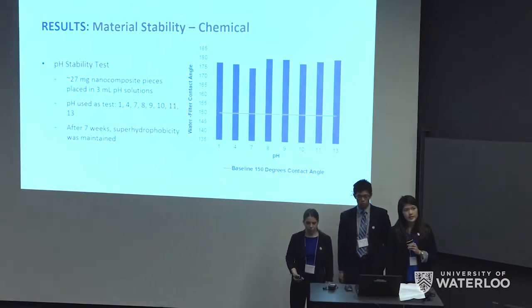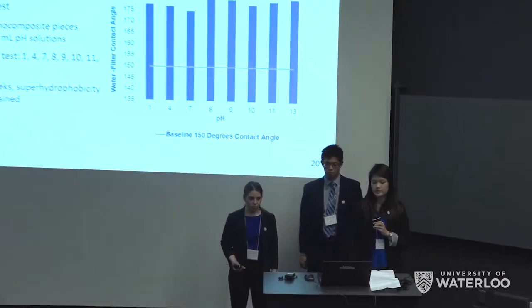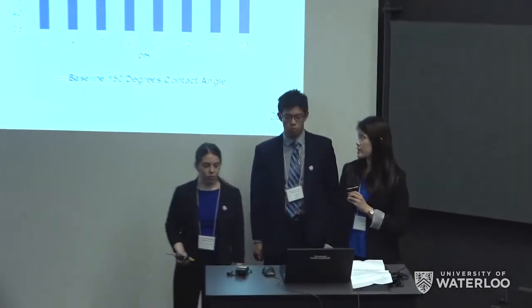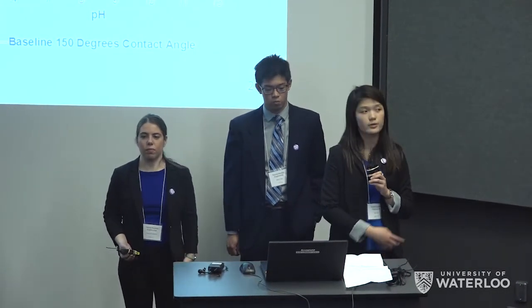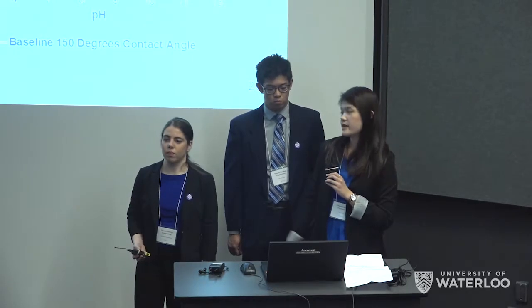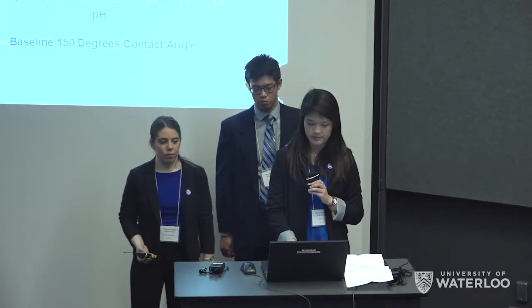Next, we also wanted to test the chemical stability of our material, and we did this through 3 methods. The first one being a pH stability test. We subjected our material to a wide range of pHs ranging from 1 to 13, and we found that after 7 weeks, the material still was very superhydrophobic.